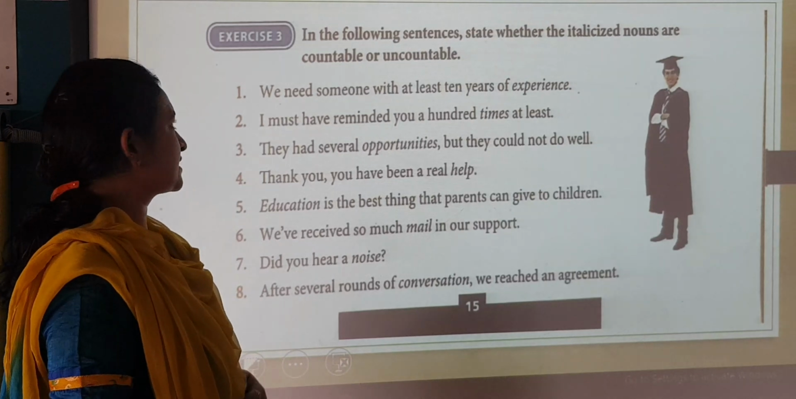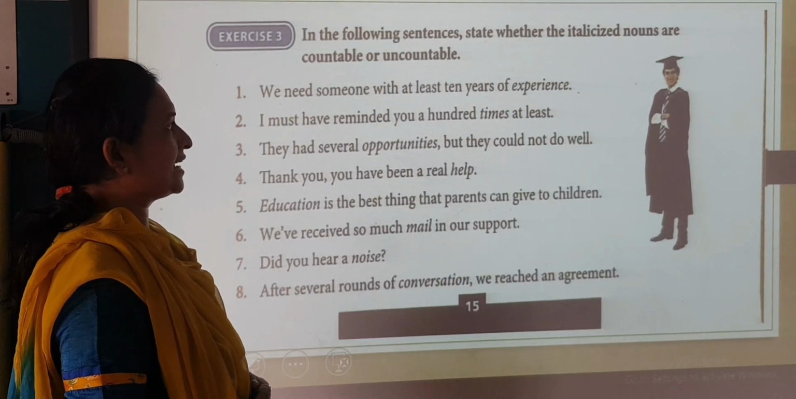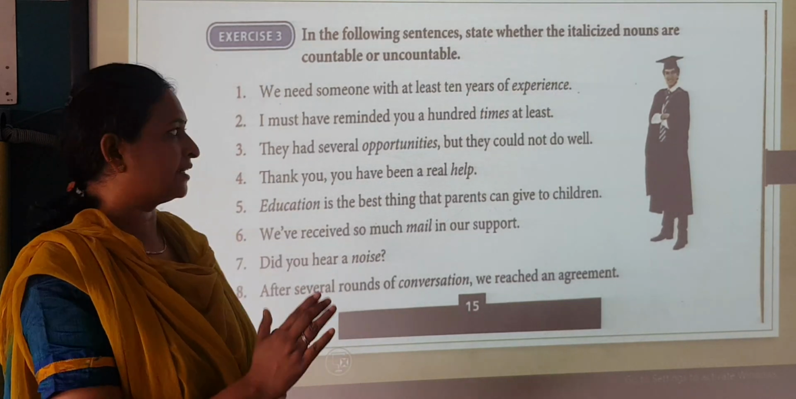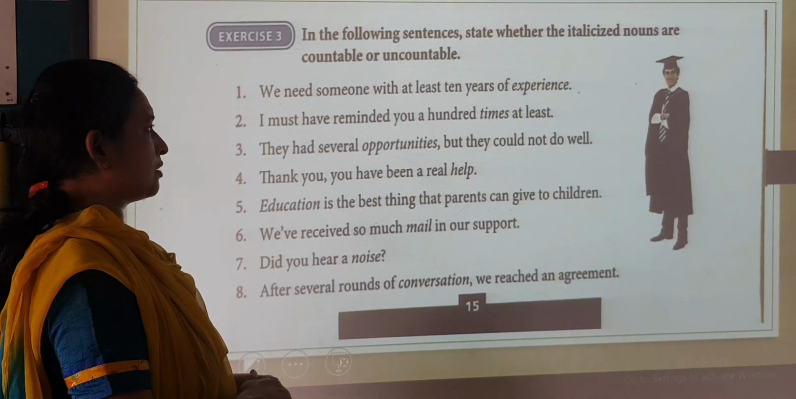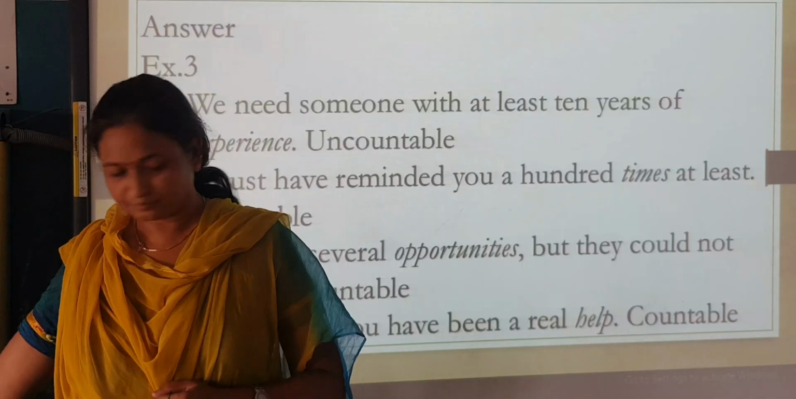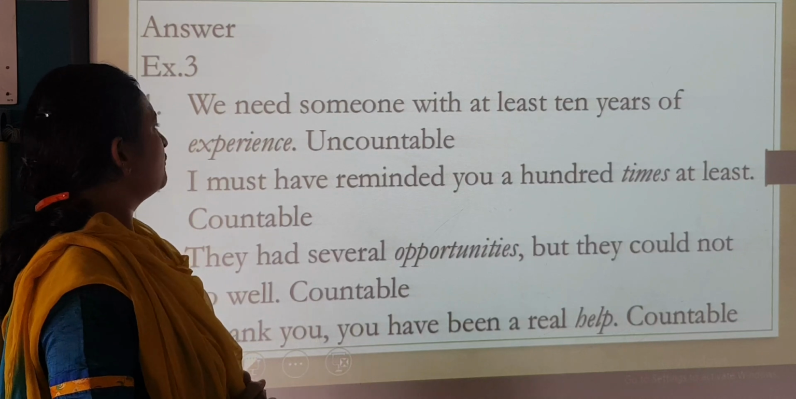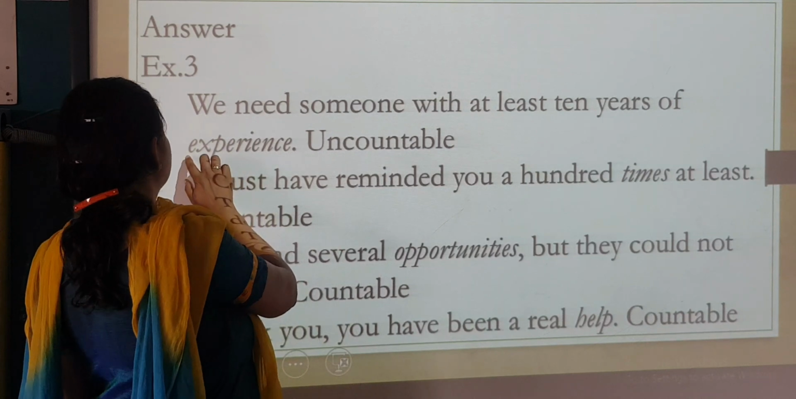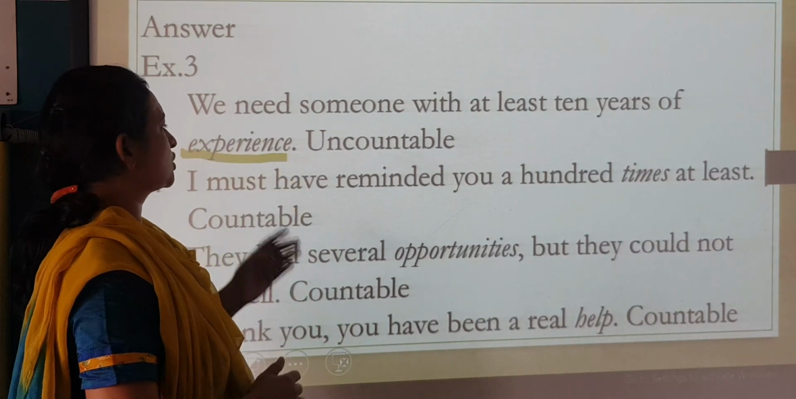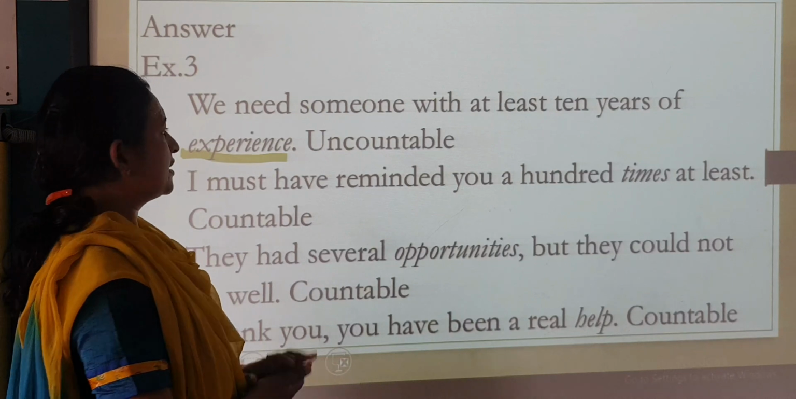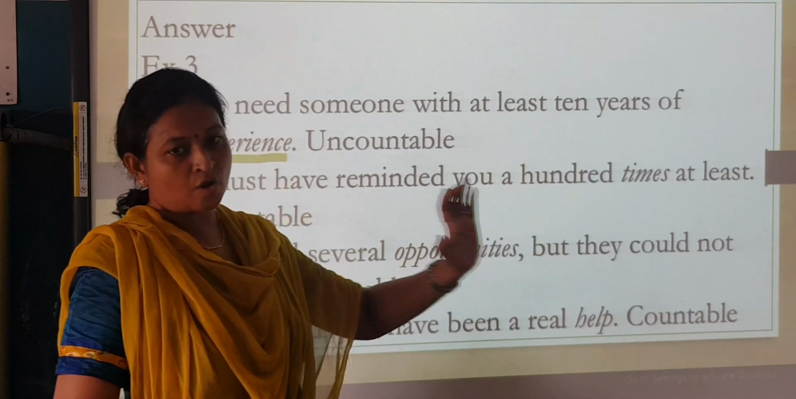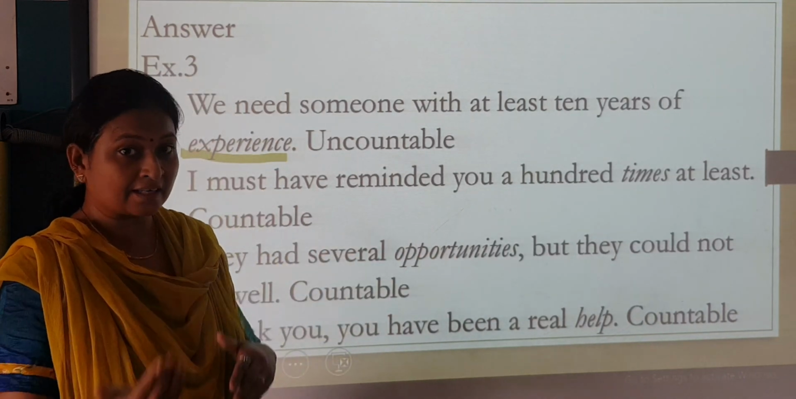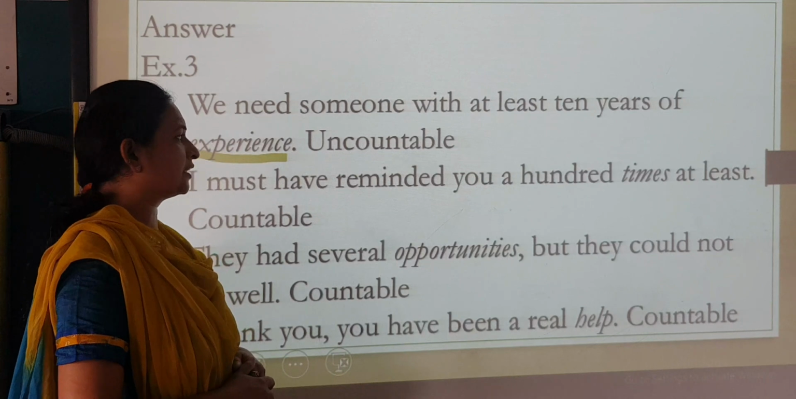Now let's do the last exercise. In the following sentences, state whether the italicized nouns, italicized meaning slightly slanted, are countable or uncountable. We need someone with at least 10 years of experience. Now here the italicized word is experience, so this is uncountable. What is being counted here? Years, not experience. We are talking about so many years of experience, so it is not directly related to it, and we put it under the category of uncountable.